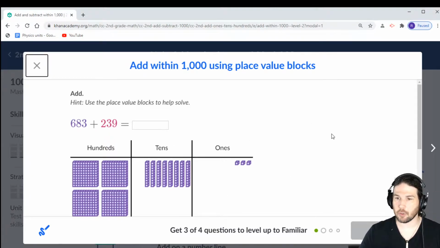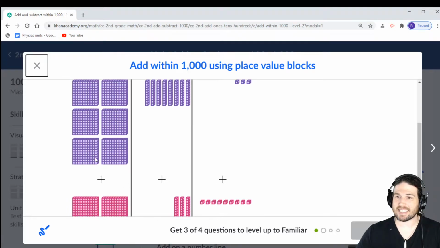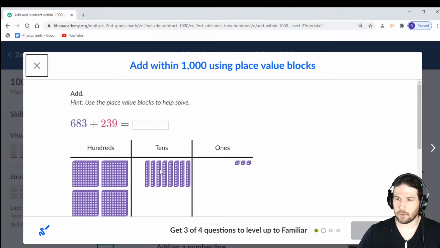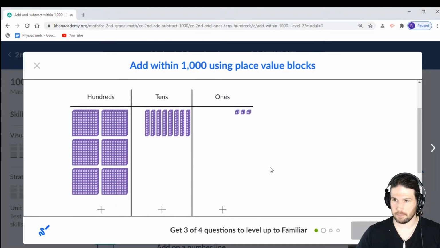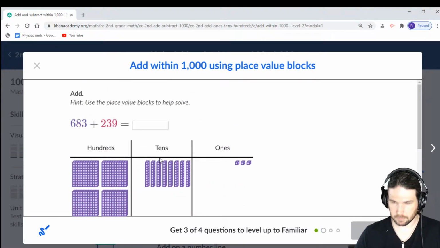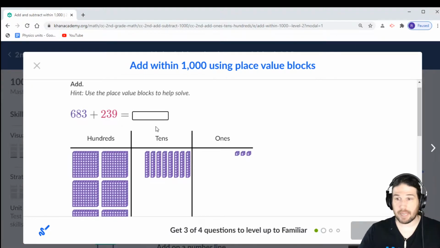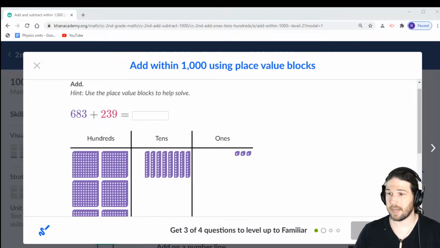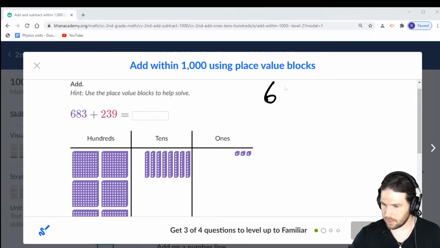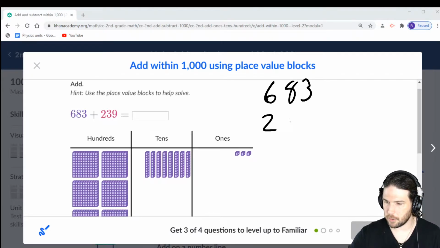Add. Hint, use the place value blocks to help solve. Now, I don't need place value blocks to be able to do this, but I'm going to look at them anyway. We've got 600 and 1, 2, 3, 4, 5, 6, 7, 83. So that's 683. That's this one right here. And 239. Okay, well, in my head, here's what I do. I have 683 and 239.